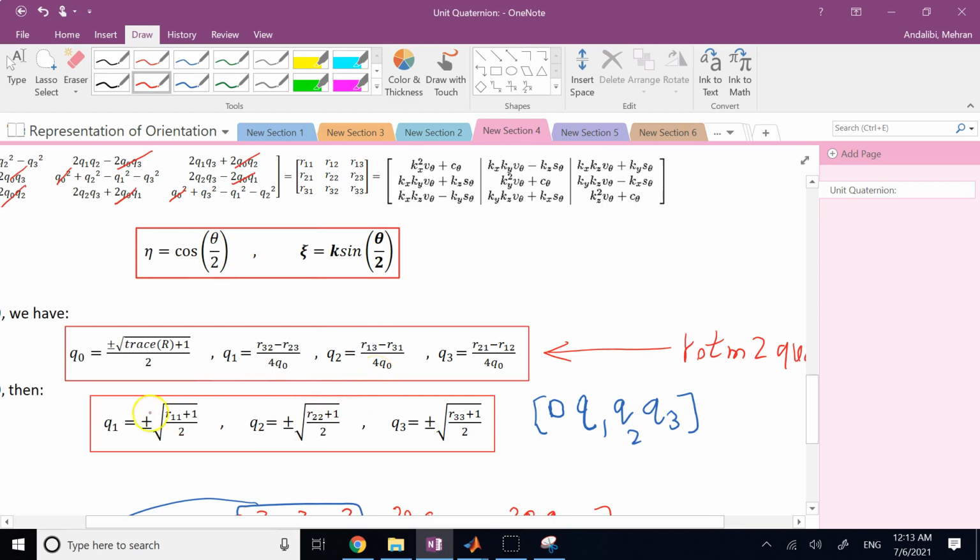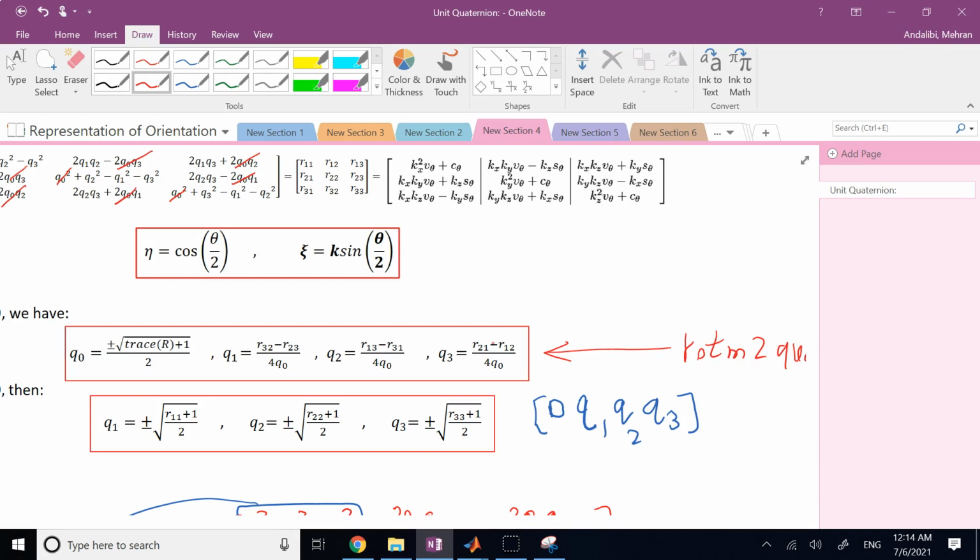And so clearly you're going to have 2 solutions for each, right? So we have one set of positives, one set of negatives, and the same thing here. With the positive Q naught, you have one set of solution. With negative Q naught, you have another set of solution. So there will be 2 sets of quaternions for each given rotation matrix, and there is no singularity.